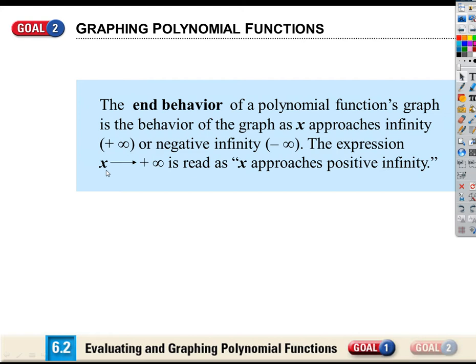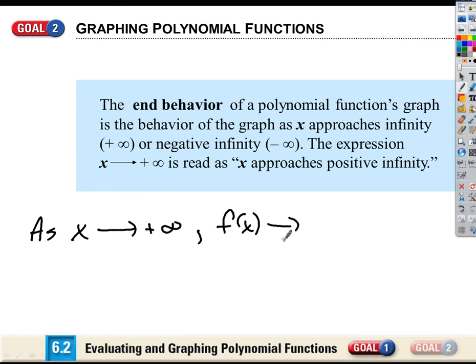We'd say something like, as x approaches, and we use an arrow for that, as x approaches positive infinity, f of x, which was just a fancy way of saying y, is going to do what? One of two things is always going to happen. Either f of x is going to approach positive infinity if he's climbing up a slope, or it's going to approach negative infinity if he's climbing down a slope as he goes to the right. Make sense? Okay?